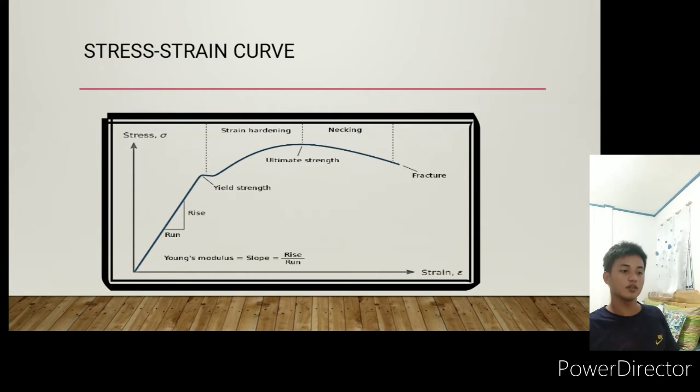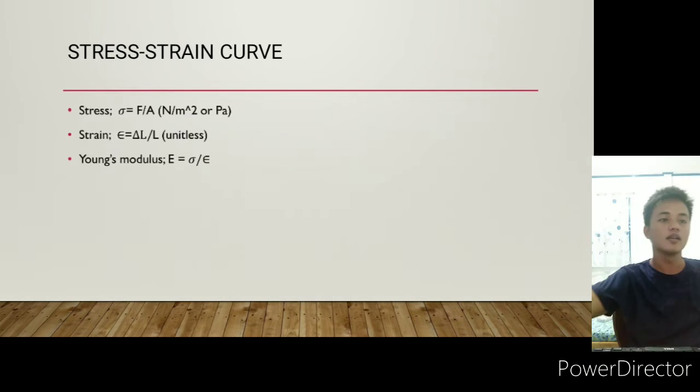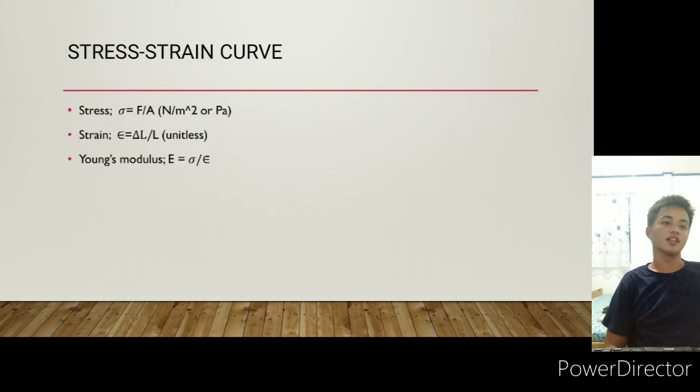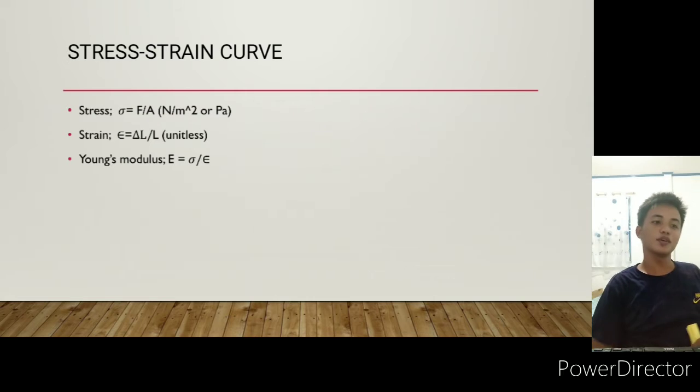The stress-strain curve has two tensile forces, the stress and the strain. The stress has the formula: stress is equal to force over area, and has the unit of Pascal. And strain has the formula: strain is equal to delta L over L. It is unitless. The stress-strain curve also uses the Young's modulus, and it has the formula E is equal to stress over strain.